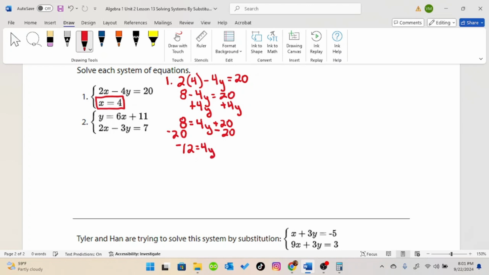We need y by itself, so we're going to divide both sides by 4. That gets rid of it on the right. And negative 12 divided by 4 is negative 3. So we know that y equals negative 3. That means our solution is the point 4, negative 3. This is the point at which both linear equations would cross on a coordinate plane if we graphed them.